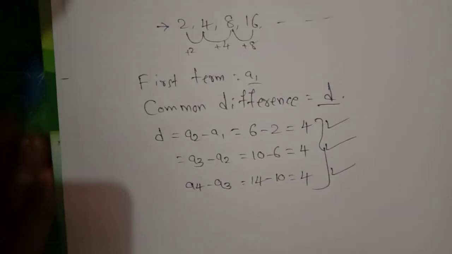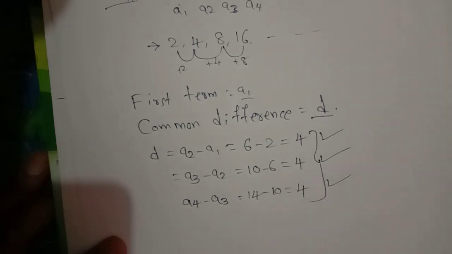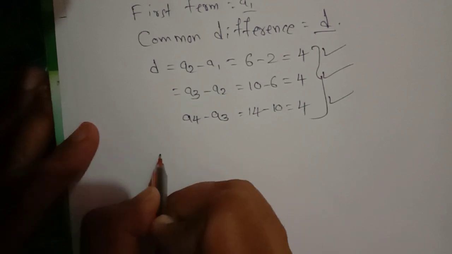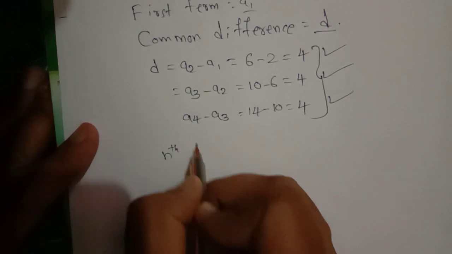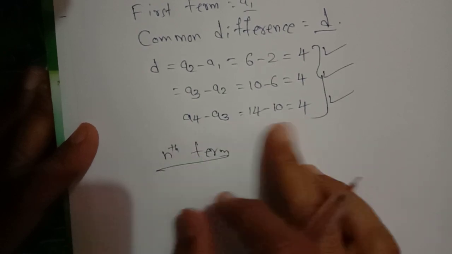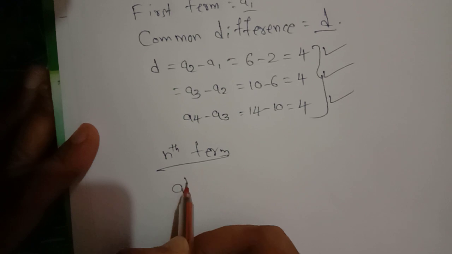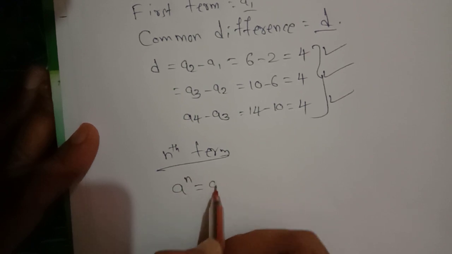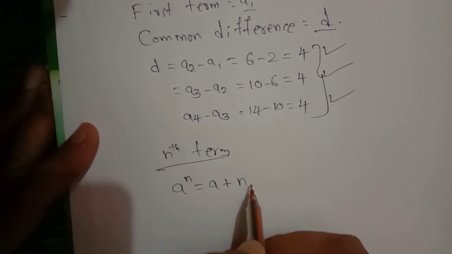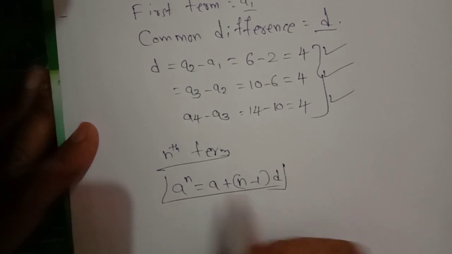I think you have understood this one. So now I'll tell you what is the nth term. Because A, D and N, we have to understand the concept, because one formula is there, that is a_n is equal to A plus (n minus 1) into D. This formula we have to remember.